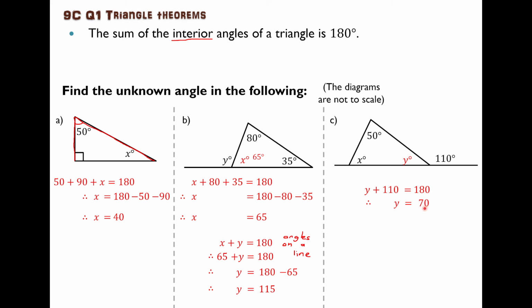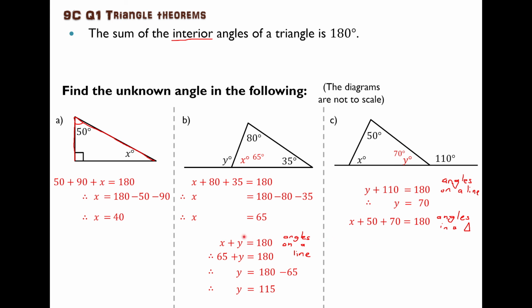Okay, next step, I can label it. Now, x plus 50 plus this angle here, which is 70, is 180. To give my reasons, this one was angles on a line. You'll have to forgive my handwriting using a mouse of all things. And this one was angles in a triangle.